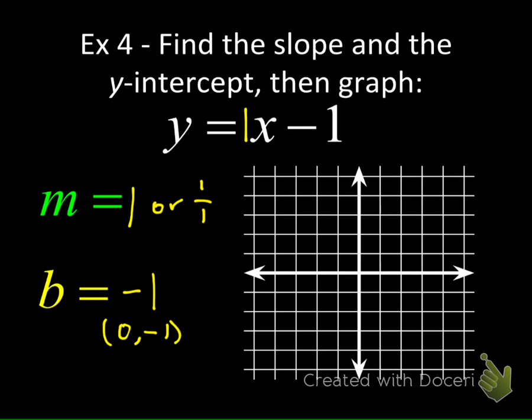So I'm going to plot that, 0, -1. -1 is the y-intercept. And then for my slope, I'm going to go up 1, right 1. And then draw your line. And that's it. So make sure on your note sheet that you write that 1 in front of the x, so that when you're doing your homework and working on your quiz, you remember whenever a variable is by itself, it's a 1.